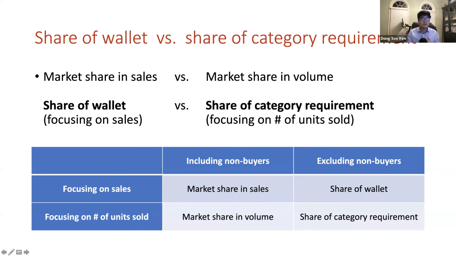This table simply summarizes those four metrics. Market share includes non-buyers of a brand. When focusing on sales values, we have market share in sales or sales shares. When focusing on the number of units sold, we have market share in volume or volume share. However, share of wallet and share of category requirement exclude the non-buyers of a brand. When focusing on sales values, we have share of wallet. When focusing on the number of units sold, we have share of category requirement.